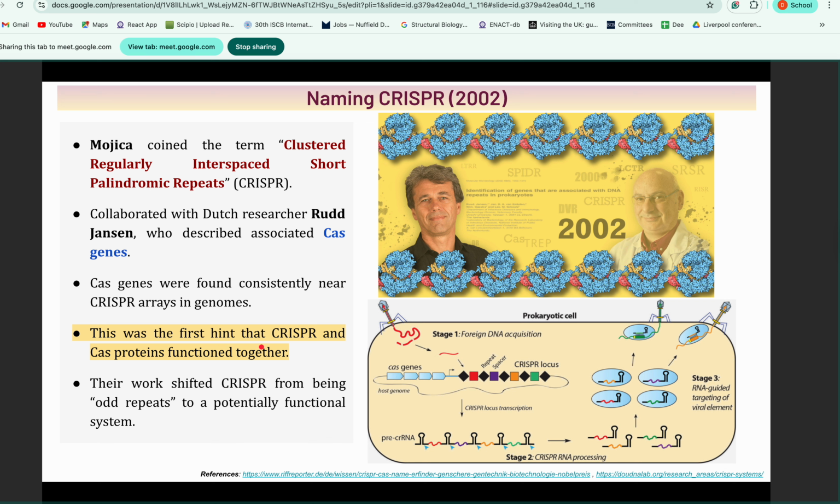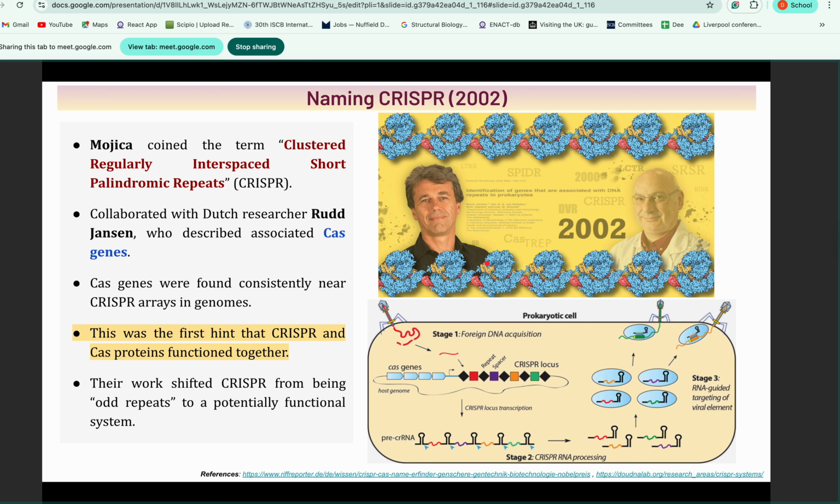So he said that this is the hint that the CRISPR and Cas proteins are functioning together. So their work shifted CRISPR from being the odd repeats to potentially functional systems. Because previously, scientists were thinking that these are just the odd repeats, but now, with the help of these two scientists' discovery, they said that CRISPR and Cas are performing function together. So it led to the potentially functional importance of the CRISPR technology.